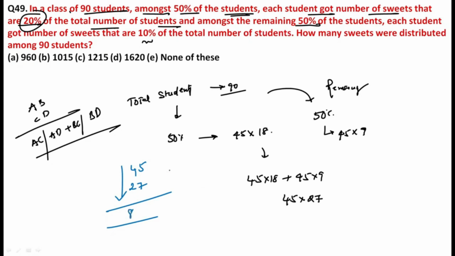4 2s are 8. 7 4s are 28. 5 2s are 10, 38. 7 5s are 35. Final answer here: the 5, 1. So 8 plus 1, 9. 9 plus 3 is equal to 12. 1250.